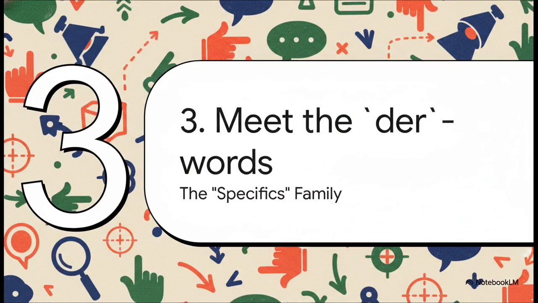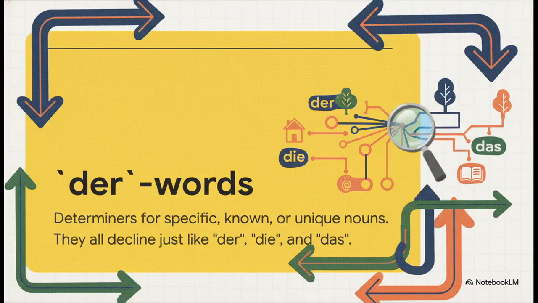All right, so let's meet the first family. I like to call them the specifics family because they love to point things out directly. Think of these words like little laser pointers. They're telling you exactly which person or thing you're talking about. And the most famous member, of course, is der, die, and das. You know, the. And the cool part? All the other words in this family are basically just following its lead.